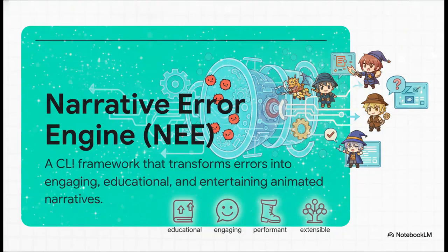So let me introduce you to the Narrative Error Engine, or NEE for short. The whole idea is to take those awful, hostile error messages and transform them into these short, story-driven animations that actually explain what happened and show you the right way. The key things to remember here are that it's designed to be educational, super engaging, really performant, and totally extensible. It's not just about being clever, it's about being genuinely effective.